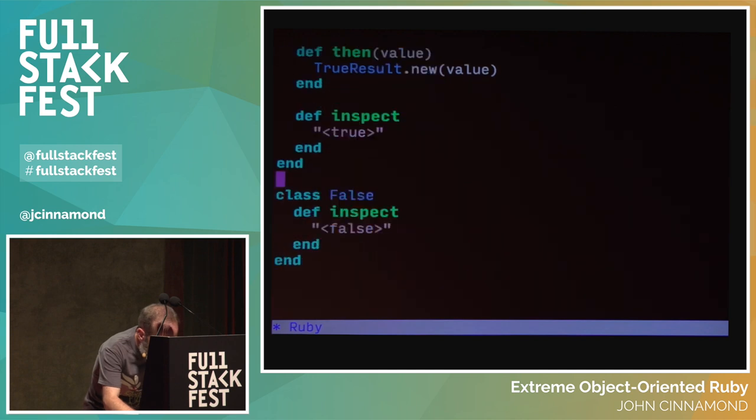Okay, and down here for false, we'll do the same thing. Obviously, the logic's going to be reversed. So we have then, takes an argument, we don't care about it. We'll return a new false result. I'll just define that quickly.